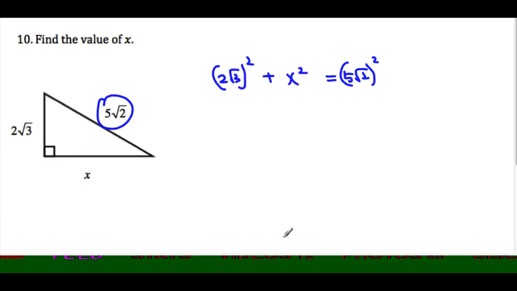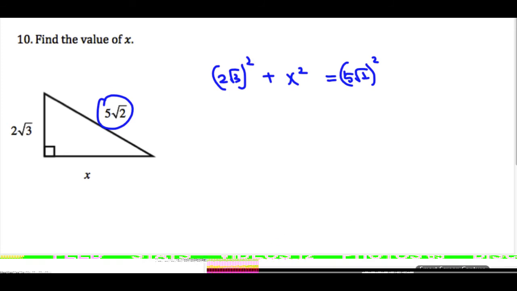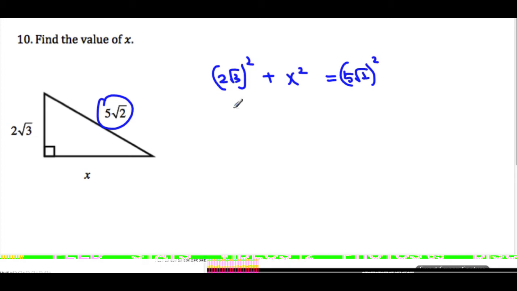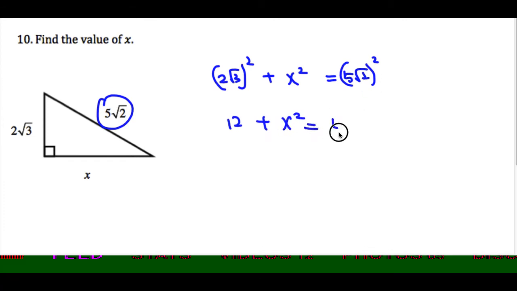Now, what I wanted you to do was this. If you have a calculator, and if you have to square this one, make sure you put down the parentheses around the whole thing. Okay? So here, then we end up getting, this one becomes 12 plus x squared. This becomes 50.